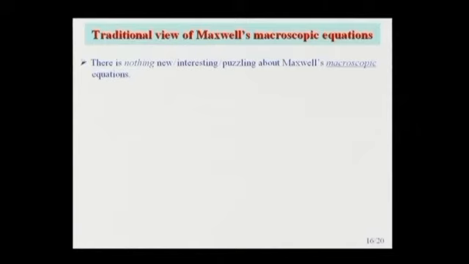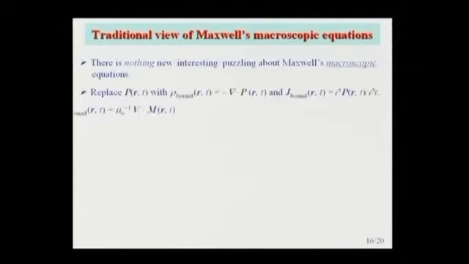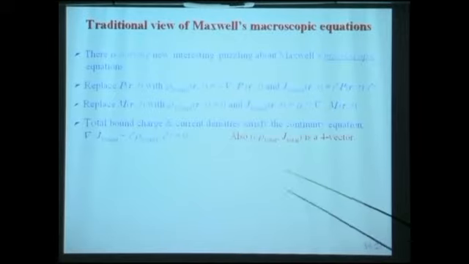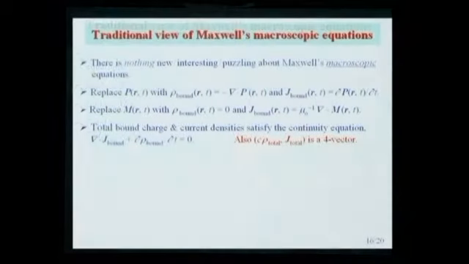So people traditionally say that there's nothing new, interesting, puzzling about Maxwell's macroscopic equations. And I have argued that they are wrong. Macroscopic equations are not only beautiful, but they are more powerful and more general than the microscopic equations. People say that replace P with the bound charge density and with the bound current density. Replace M with the bound charge density, which is 0, because M doesn't have any electric charge, and the bound current density, which is curl of M. And then they say put them in Maxwell's equations, and you will see that the bound charge and current satisfy the continuity equation, the free charge and current satisfy the continuity equation.